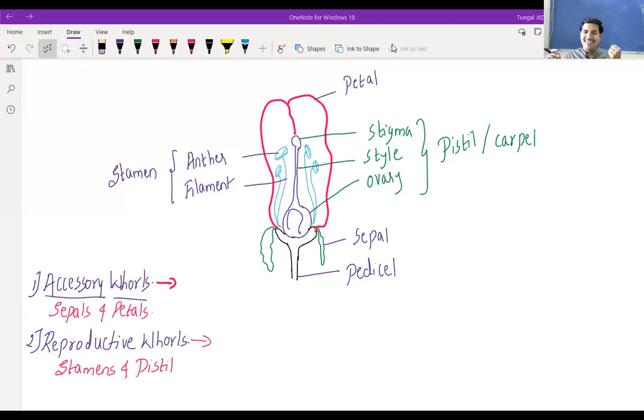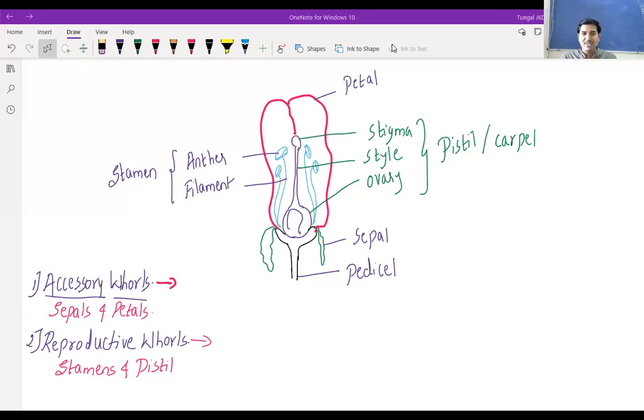Then petals will attract whom? They will attract the insects. For what purpose? Insect attraction is for pollination. Yes, this is for the petals. These two we call accessory because they do not take part in the reproduction process, but they help to attract the insects for the process of pollination.